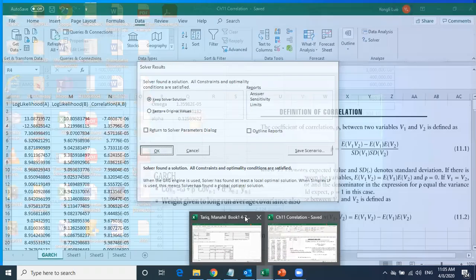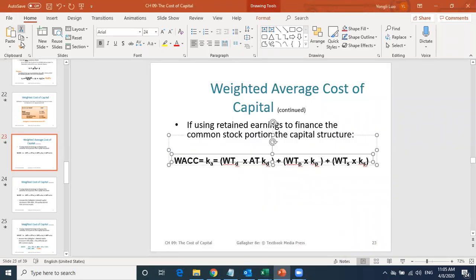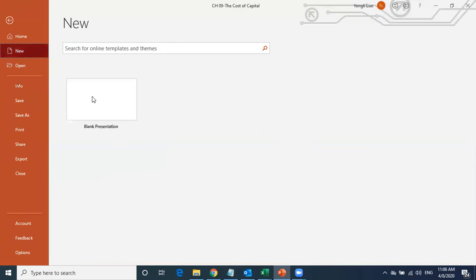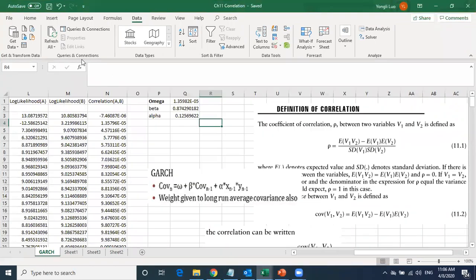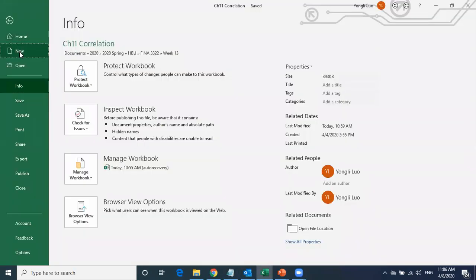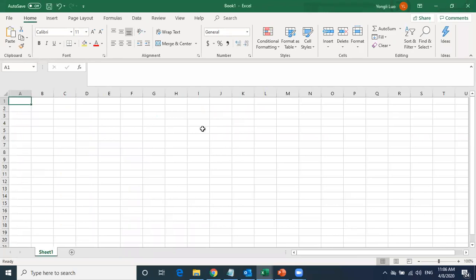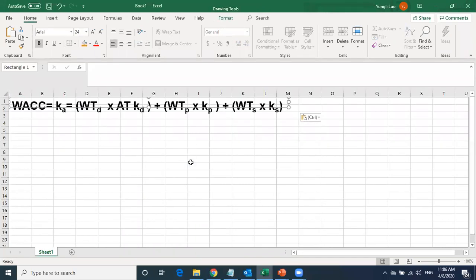Let me open a new Excel spreadsheet. This is going to be the weighted average cost of capital. Questions? Weighted average cost of capital.